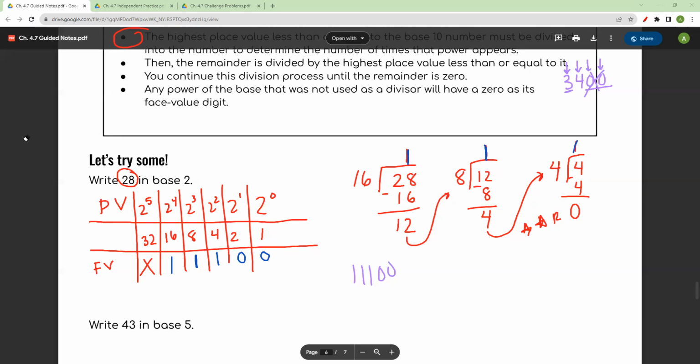So be careful. All right, so once we get a remainder 0, fill in the numbers there, and then that becomes our number for base 2. So 28 equals 11100 in base 2. This is going to take some practice probably to get used to.